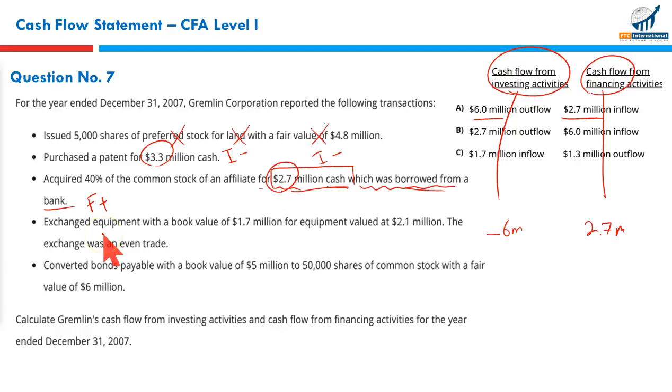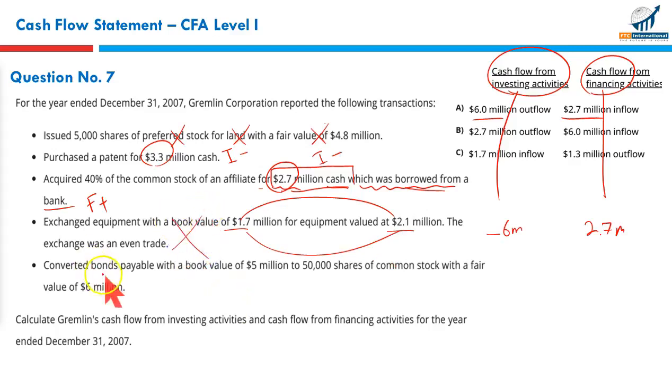Apparently, let's read options 4 and 5 as well, even though we know they won't have the effect. Why? Exchange equipment with book value 1.7 for equipment 2.1. We have exchanged one equipment for another. It does not involve any cash inflow or any cash outflow. No cash impact whatsoever, so it cannot be reported anywhere in our cash flow statement.